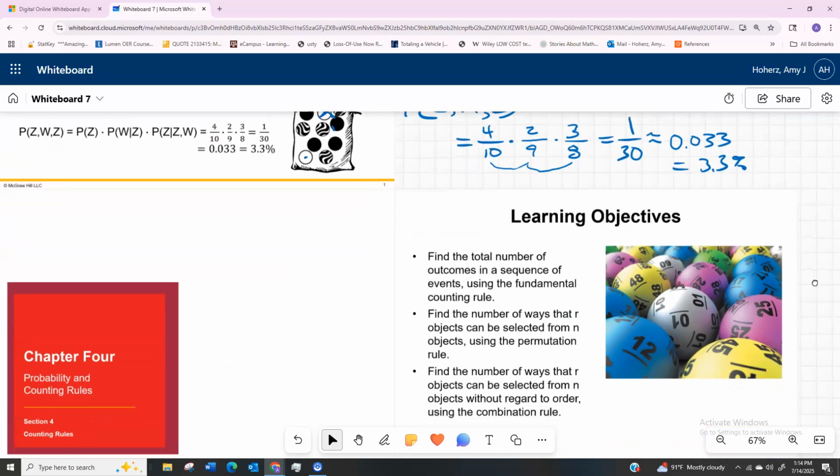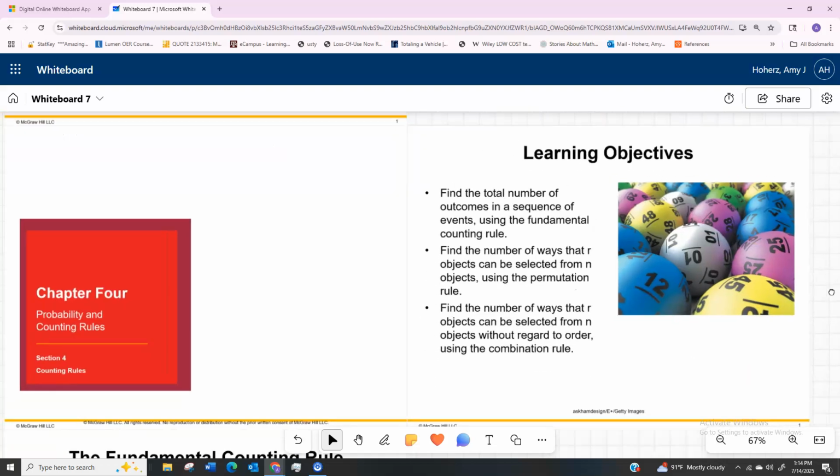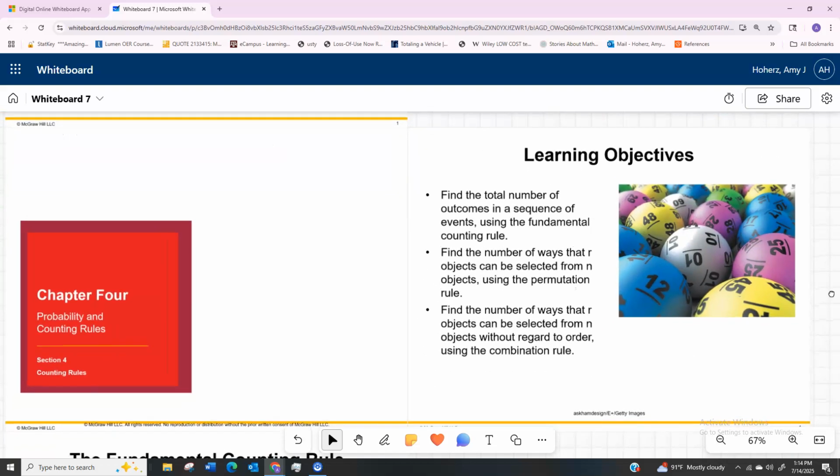All right, so now we are ready for section 4. So section 4 of chapter 4.